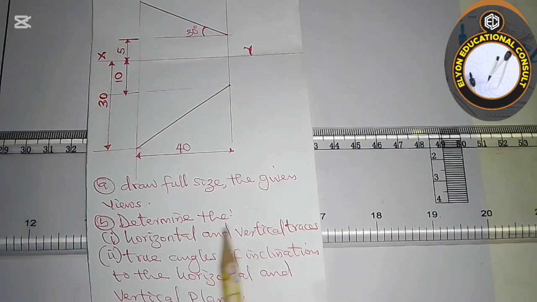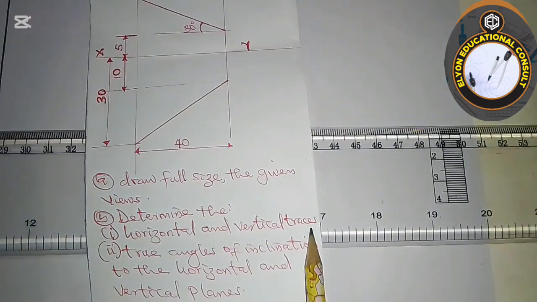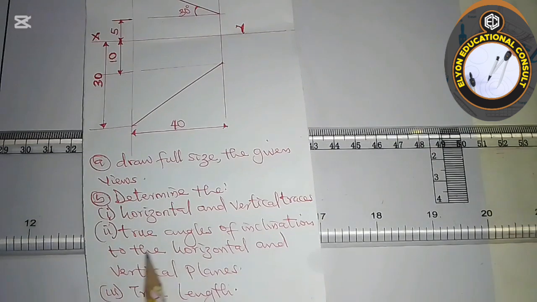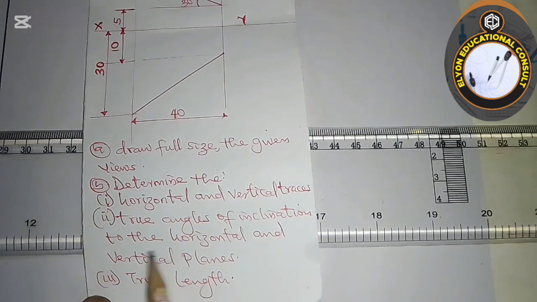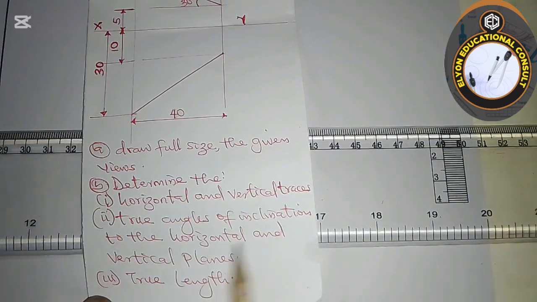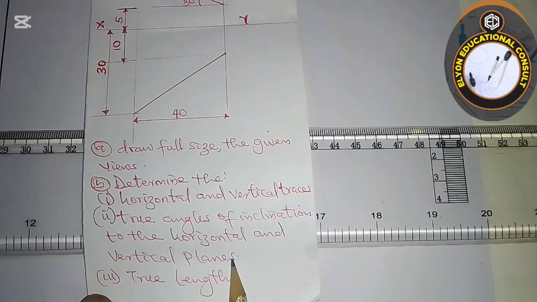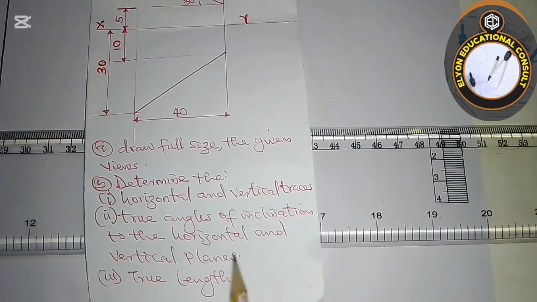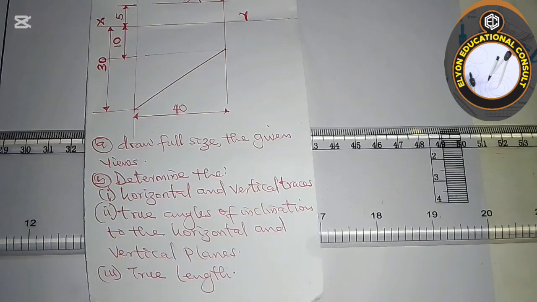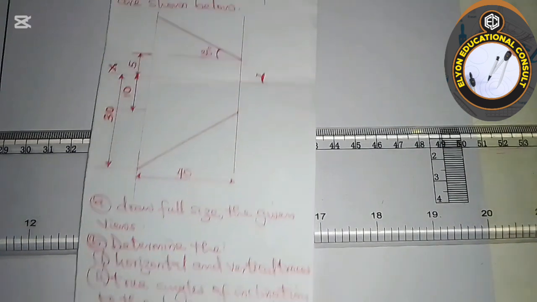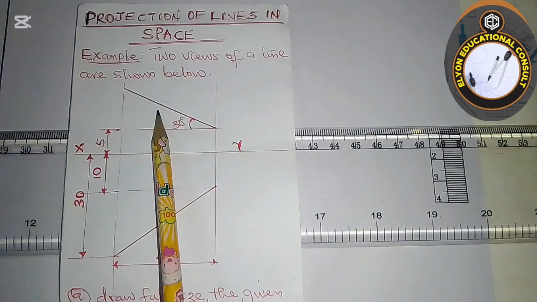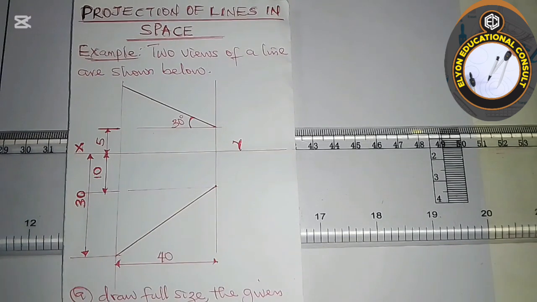Then B says determine the horizontal and vertical traces. We are going to be determining that. Then the true angles of inclination to the horizontal and the vertical plane. So we'll determine that. And the true length. So we'll determine the true length to both the vertical plane and to the horizontal plane.